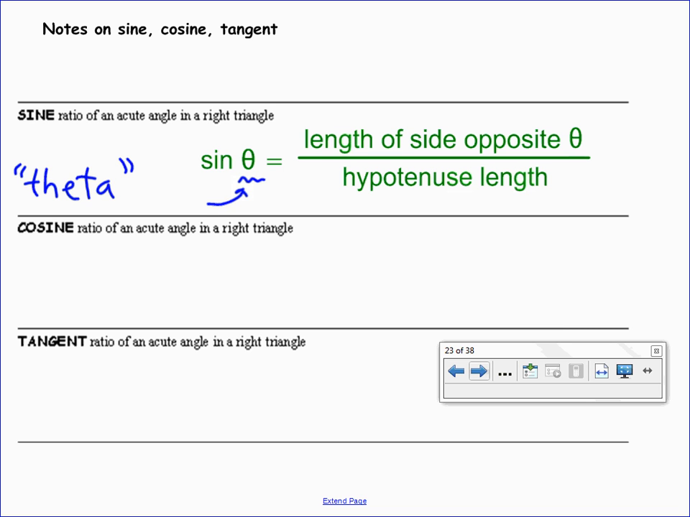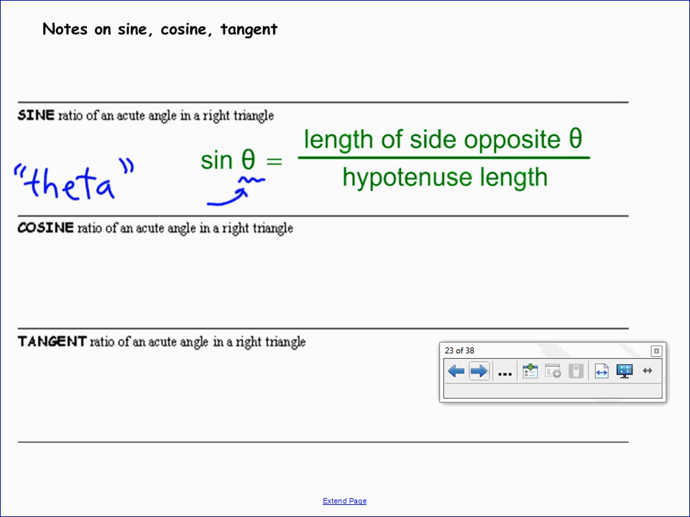Say hello to my little friend, Theta. All right, I'd like to introduce you to Theta. And that's just a Greek letter oftentimes used for an unknown angle or a particular angle. It might be unfamiliar for now, but don't be a Theta hater, okay? Don't be a Theta hater. We're going to see lots more Theta throughout Unit 8.